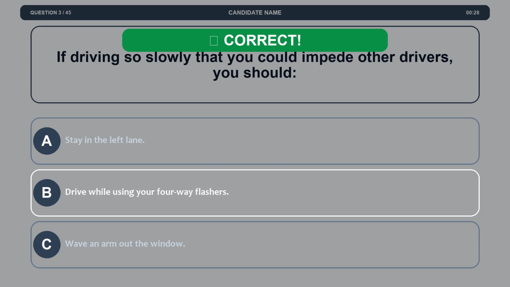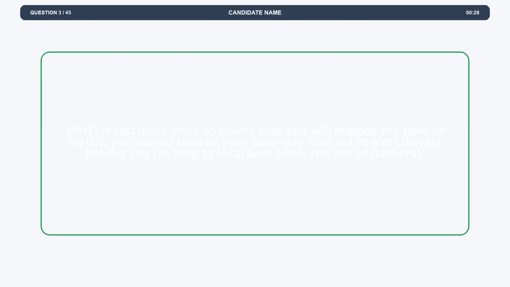The correct answer is option B. Drive while using your four-way flashers. Explanation. If you must drive so slowly that you will impede the flow of traffic, you should turn on your four-way flashers to alert drivers behind you, as long as local laws allow the use of flashers.